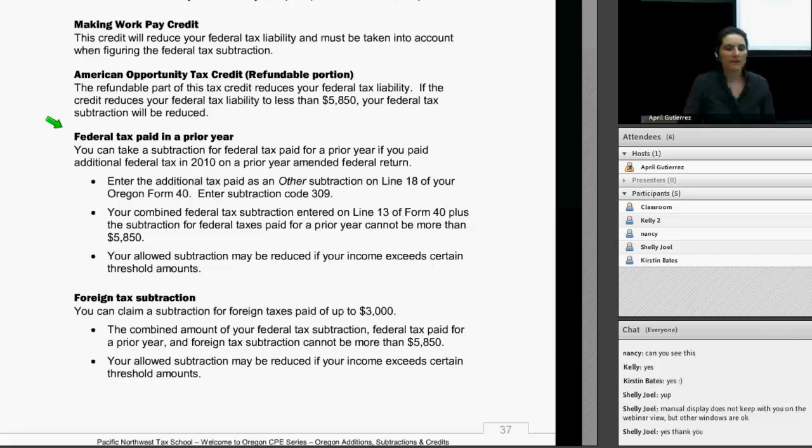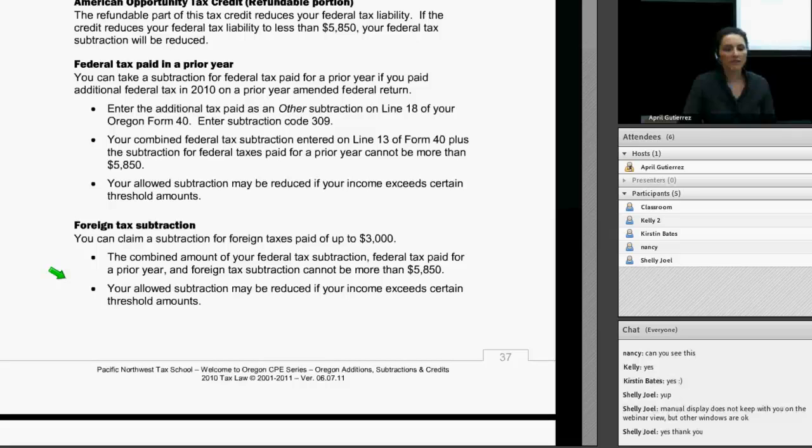Federal tax paid on a prior year. You can take a subtraction for federal tax paid for a prior year if you paid additional federal tax in 2010 on a prior year amended federal return. Enter the additional tax paid as an other subtraction on line 18 of your Oregon Form 40, and then enter subtraction code 309. Your combined federal tax subtraction entered on line 13 of Form 40 plus the subtraction for federal taxes paid for a prior year cannot be more than $5,850. Your allowed subtraction may be reduced if your income exceeds certain threshold amounts.